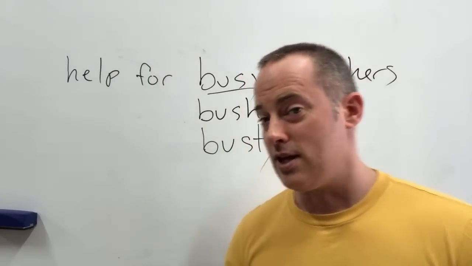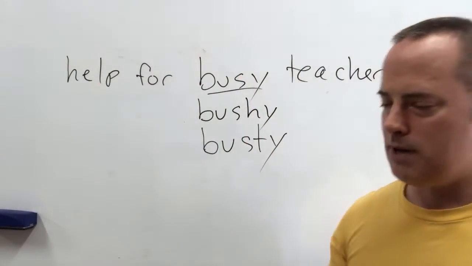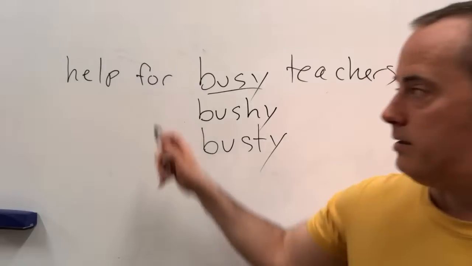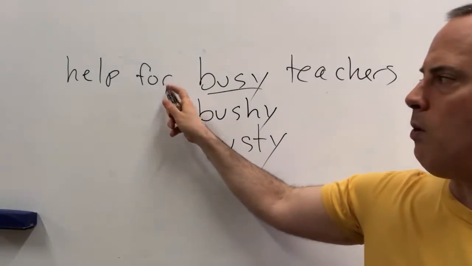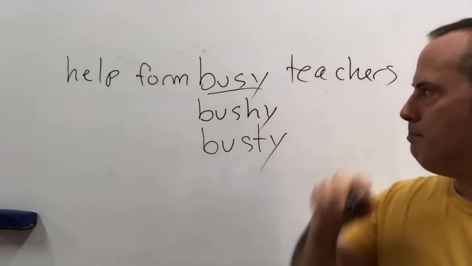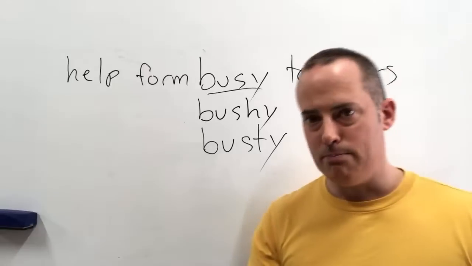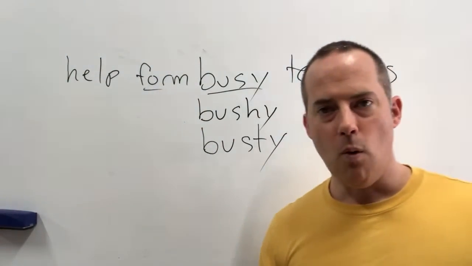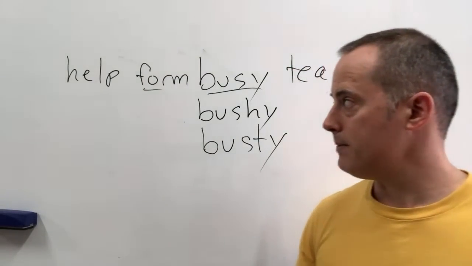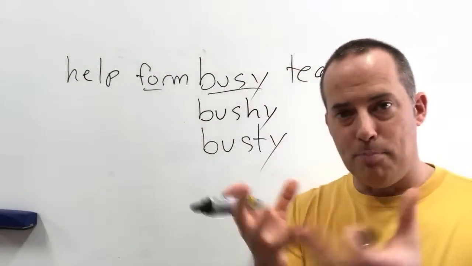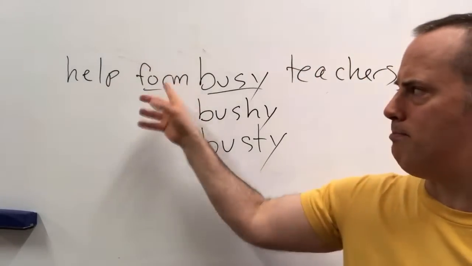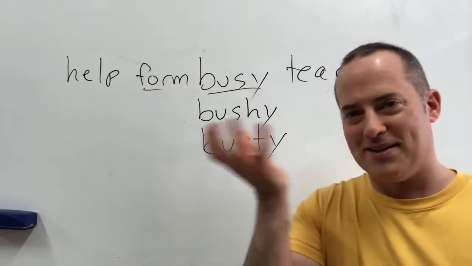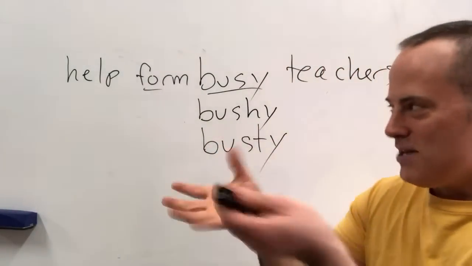All right. If you can think of any more ways to manipulate this just by changing one letter, let me know. See if we give you another one. All right. Now, let's say we have help instead of for, we have form, busty or busy or bushy teachers. So help form instead of for, we've got form. So help form busy teachers. This means to help make something, help make that. So if we want to help make busy teachers, we want to actually make people busier. Or we want to create teachers who are busy.